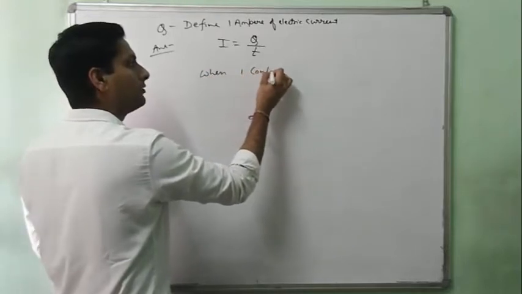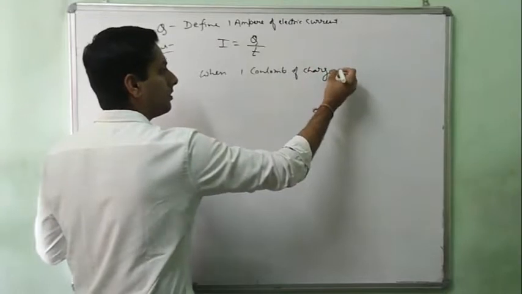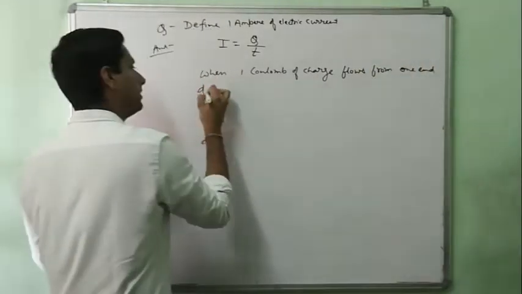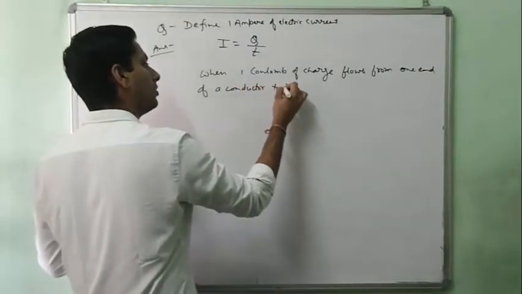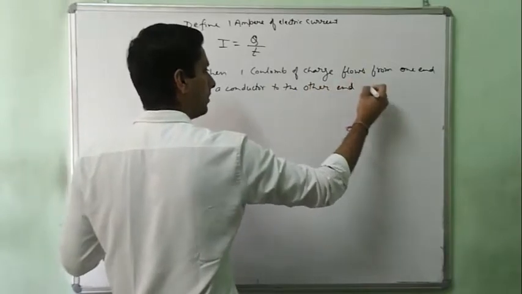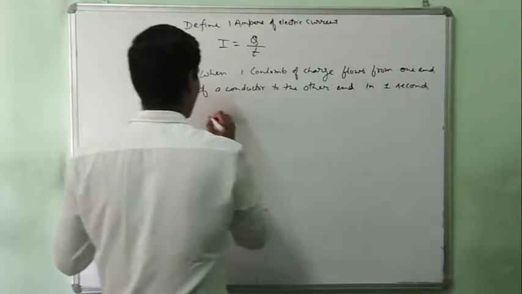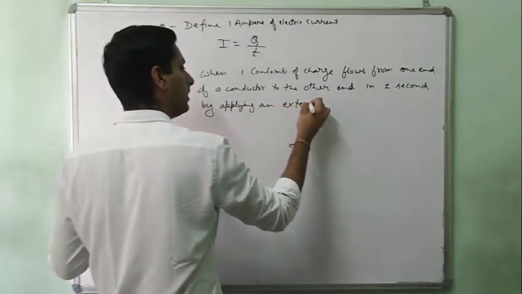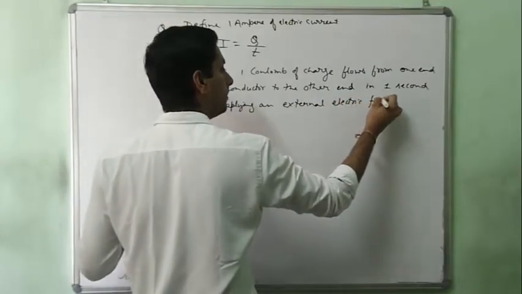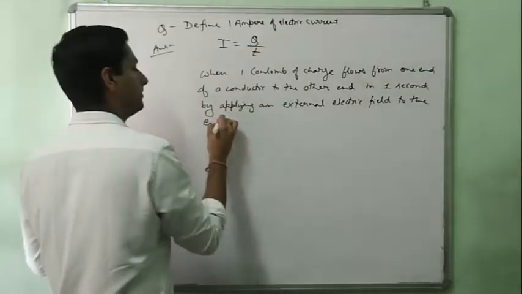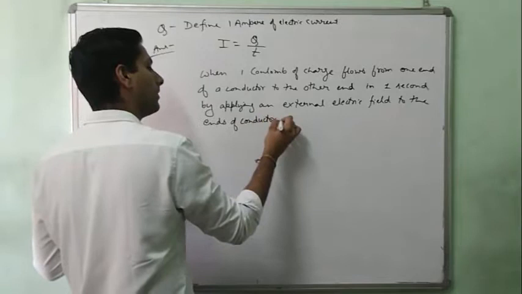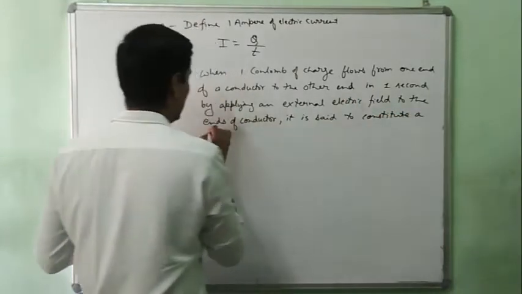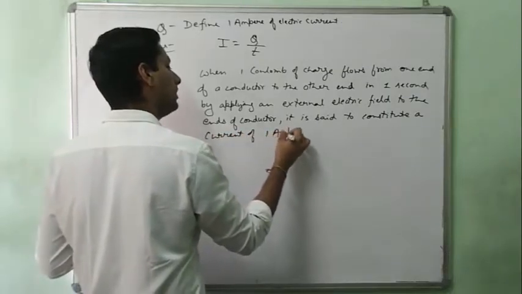So when 1 coulomb of charge flows from one end of a conductor to the other end in 1 second by applying an external electric field to the ends of the conductor, it is said to constitute a current of 1 ampere.